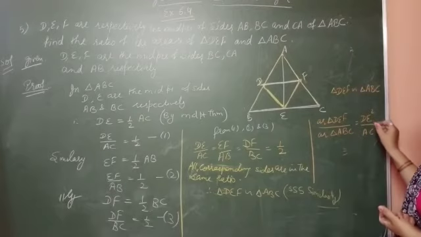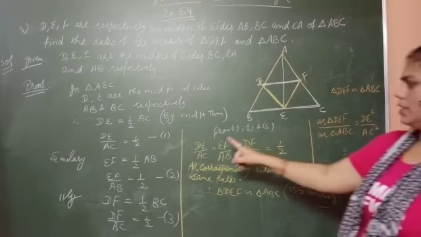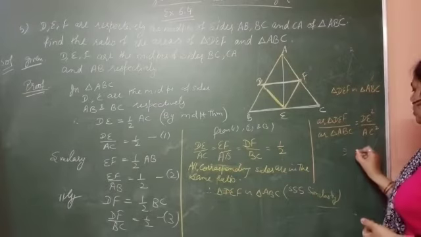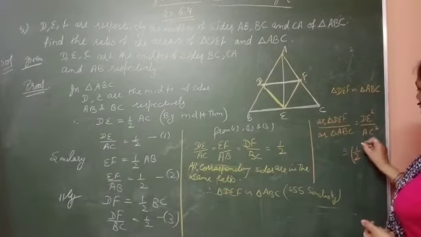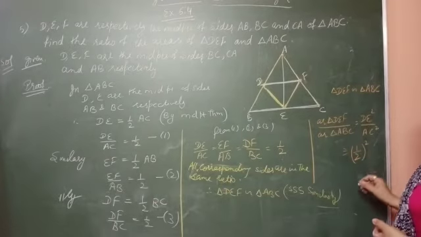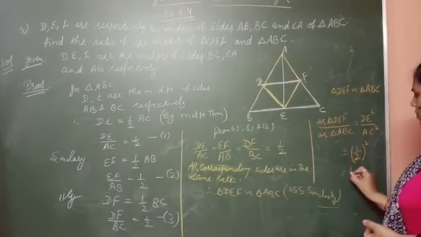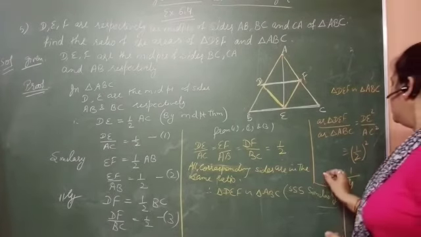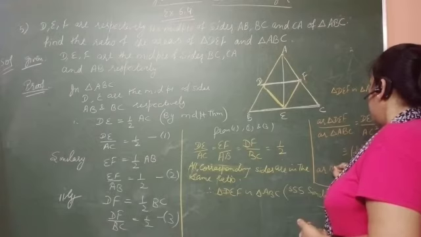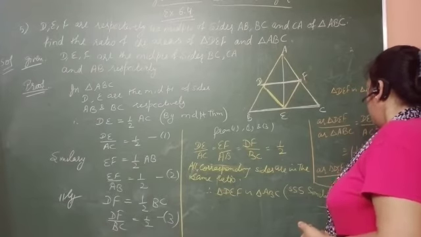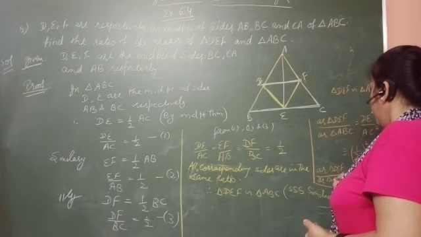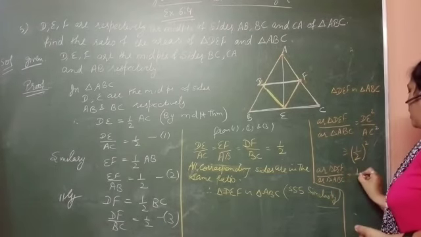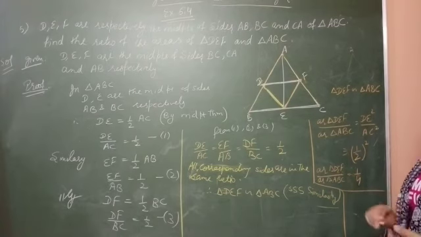So now DE over AC, what is its value? 1/2. We can put here 1/2 and take the square, so the square comes together. What is the square of 1? 1. And the square of 2 is 4. Clear? So that means the ratio of area of triangle DEF over area of triangle ABC is equal to 1/4. That's your answer. Clear?